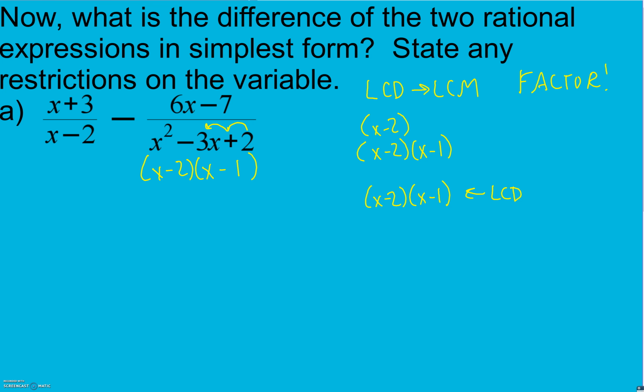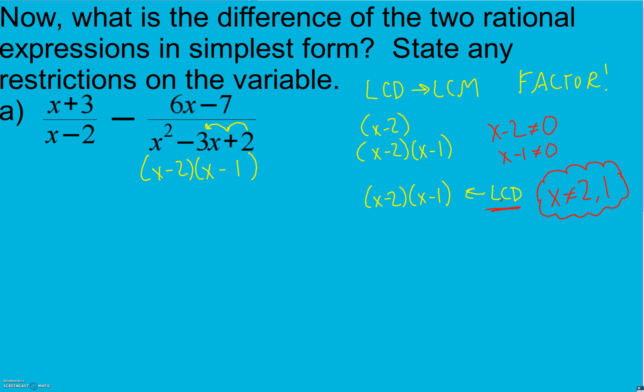While I'm dealing with my denominators here, I'm also going to find my restrictions on the variable. So I have an x minus 2 that can't be 0, and I have an x minus 1 that can't be 0, which means x cannot be 2, x cannot be 1. Those values would give us division by 0. Can't have that. So now that we have our common denominator here, I'm going to match my denominators.